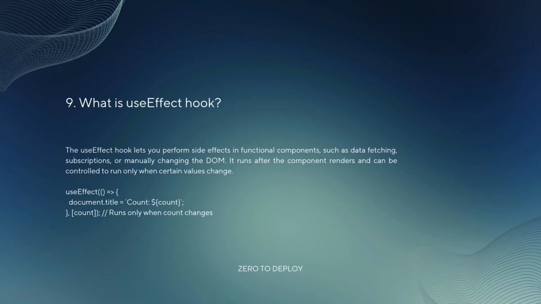What is the useEffect hook? The useEffect hook lets you perform side effects in functional components such as data fetching, subscriptions, or manually changing the DOM. It runs after the component renders and can be controlled to run only when certain values change. In the below example, whenever the count changes, by using useEffect, the count will be updated.